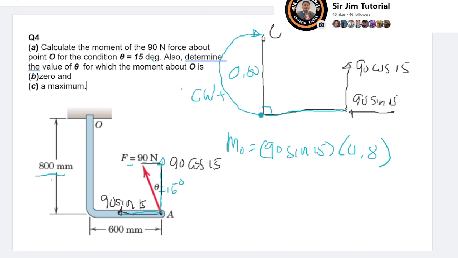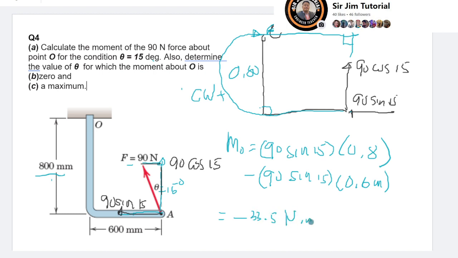Okay, the other one, this one is going here, and it is already anti-clockwise. The distance should be this perpendicular distance. Okay, so you have this as 0.6 or 600 millimeters. But this one is anti-clockwise, so meaning that's negative. 90 sine of 15 multiplied by this 0.6 of a meter. Okay, so if you use your calculator, it should be the value. It should be negative 33.5. Unit is Newton, and then meter.